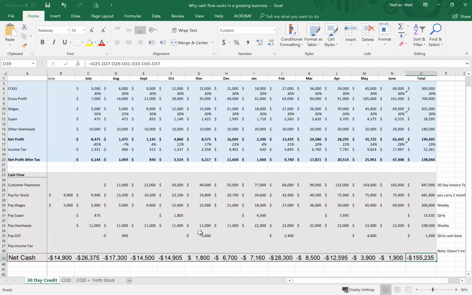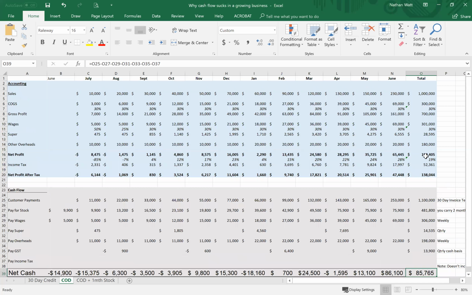So again, $190,000 net profit for accounting purposes, cash flow is positive for the whole year of $85,000. So we're still $105,000 difference without paying our income tax, which won't be due until May the following year. So yes, you've made a profit, but you're still short on the cash.